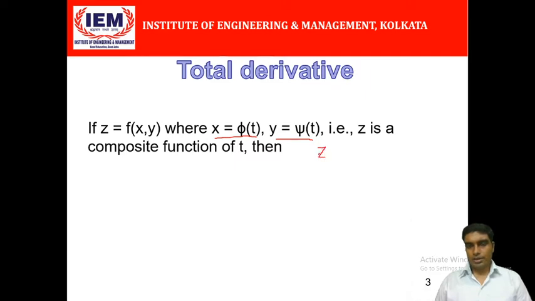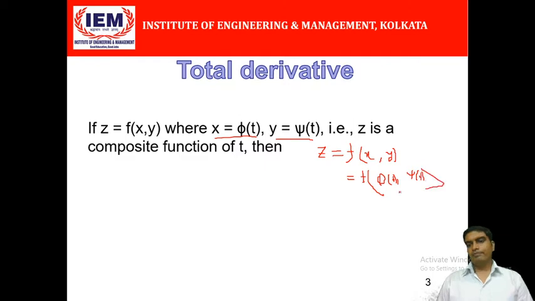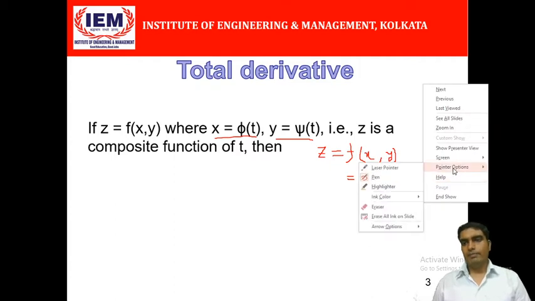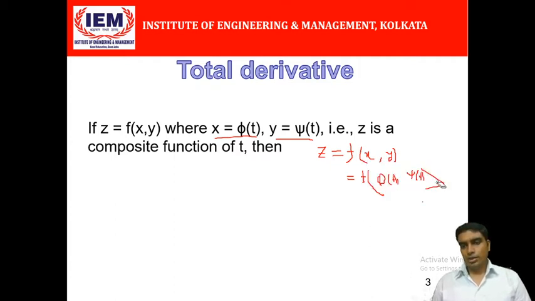Why? Because originally z is a function of x and y. So given that z is a function of x and y, but in the place of x, if I write x equal to phi t, so it will be basically f of phi t, and then y equal to psi t, right? So then this z basically will be a function of t only, right? So z will be a function of t only.